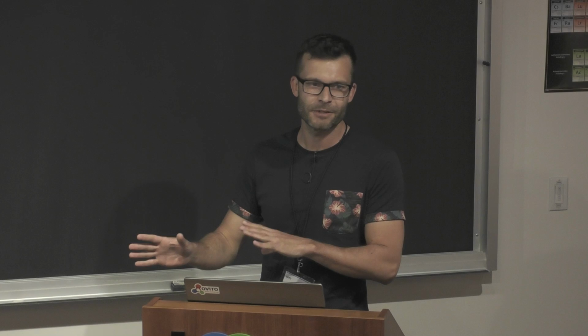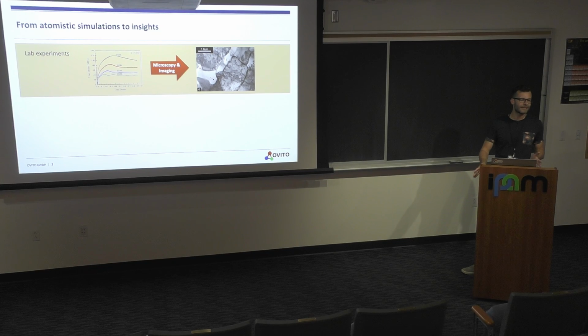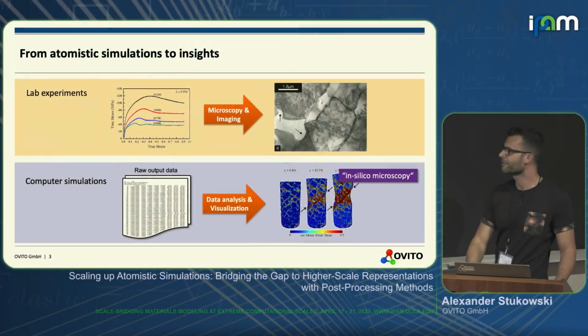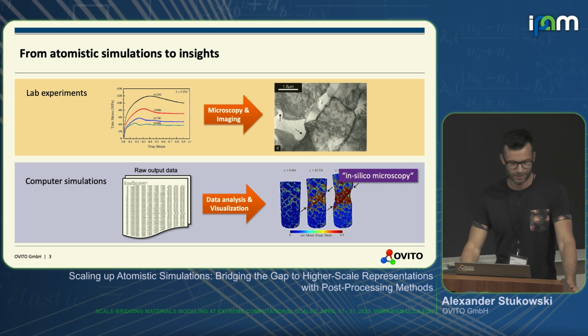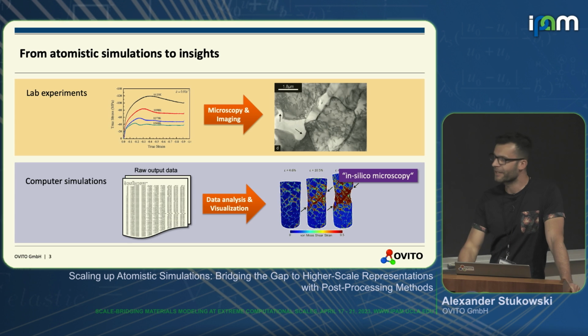I also like to use this kind of analogy with lab experiments. Lab experimentalists use all sorts of microscopy and imaging techniques to visualize what is happening inside of a material, what kind of structures are present, what kind of processes take place. And similarly, we as computational scientists need computational tools to visualize data sets and to make sense of the raw simulation data. So this is the work we do. We develop tools, methods, and software tools that help with these tasks.